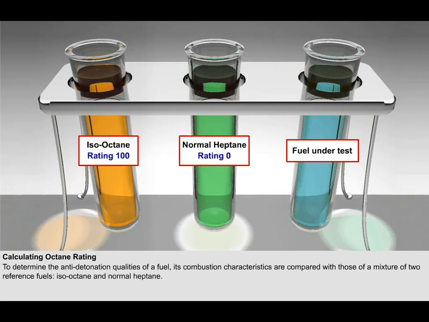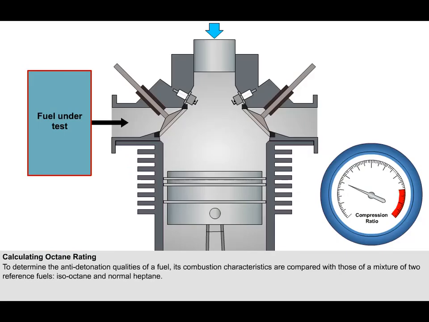Normal heptane is the other reference fuel. It detonates very readily and is given a rating of 0. A special engine is first run using the fuel under test. The compression ratio is increased until the fuel begins to detonate.